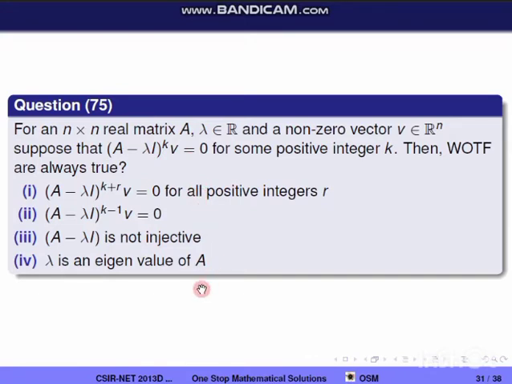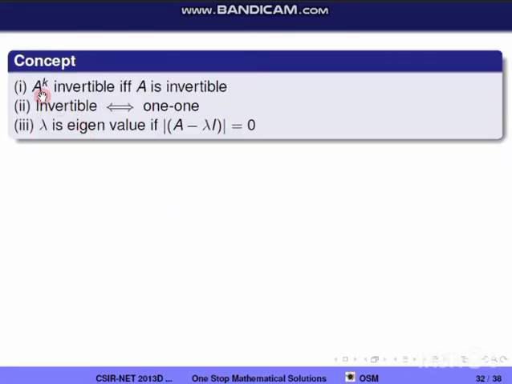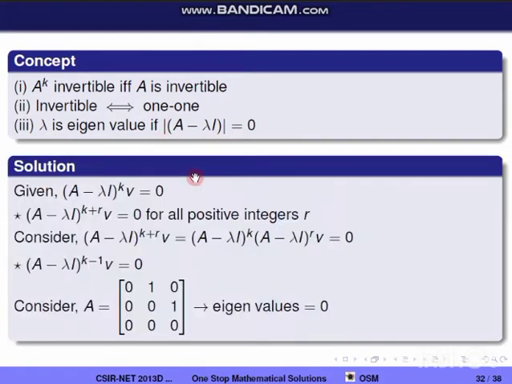So we look into the concepts used. A^k is invertible if and only if A is invertible. Invertible if and only if it's a 1-1 transformation. Lambda is an eigenvalue if determinant of (A minus lambda I) is equal to 0. So now we'll move on to the question. They are given (A minus lambda I) whole power k into V equal to 0. Now we'll see the options one by one.